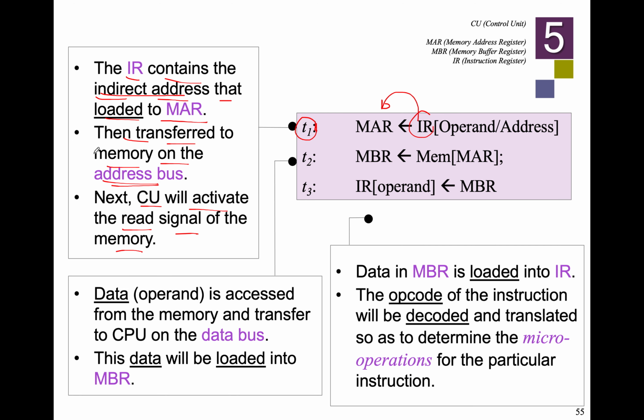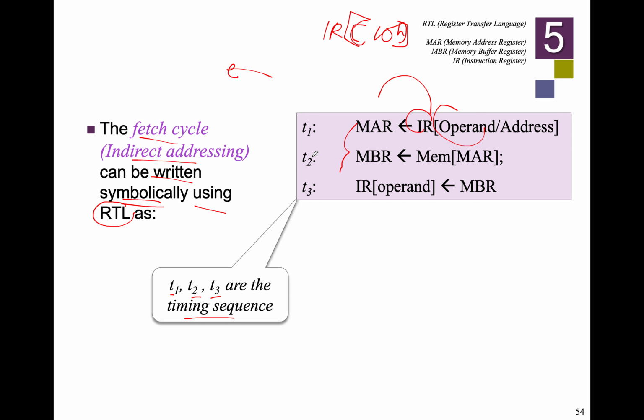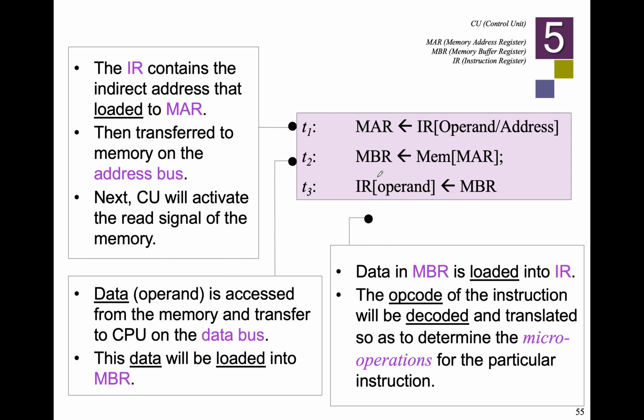Next is our T2. In T2, you can see the data, your operand. If it is 10, then the operand data is accessed from the memory and transferred to the CPU on the data bus. You're going to transfer it and you will load it into your MBR using your data bus.